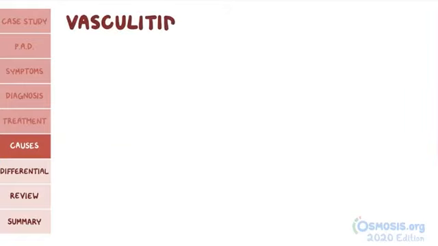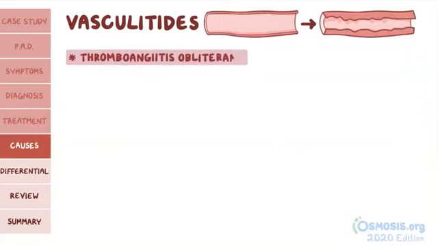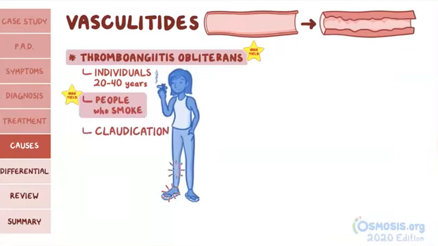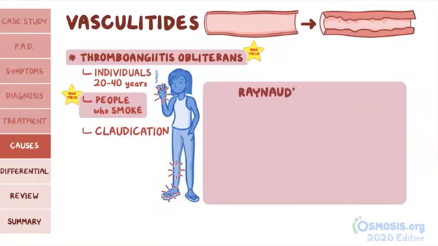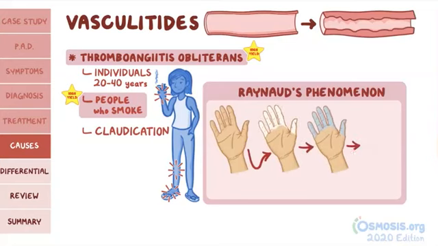First, vasculitides can cause peripheral vessel occlusion. A particularly high-yield one is thromboangiitis obliterans. This affects individuals between 20 and 40 years and commonly occurs in people who smoke and can cause claudication in the feet, calves, and hands. An additional high-yield clue is the presence of Raynaud's phenomenon, which is a gradual discoloration of the hands from white to blue and then to red, and happens following exposure to cold.